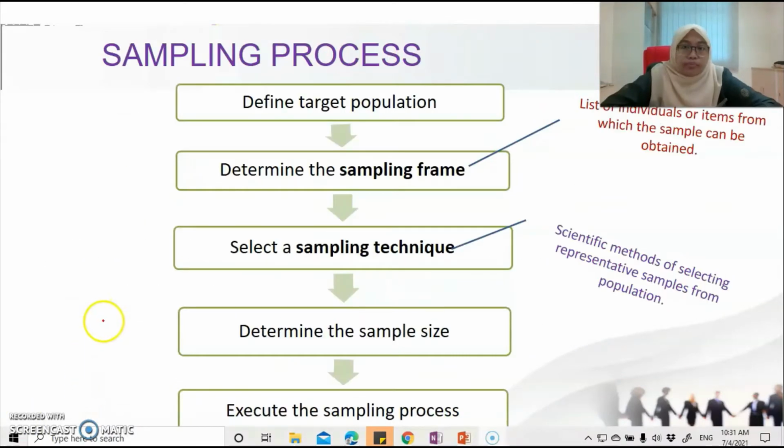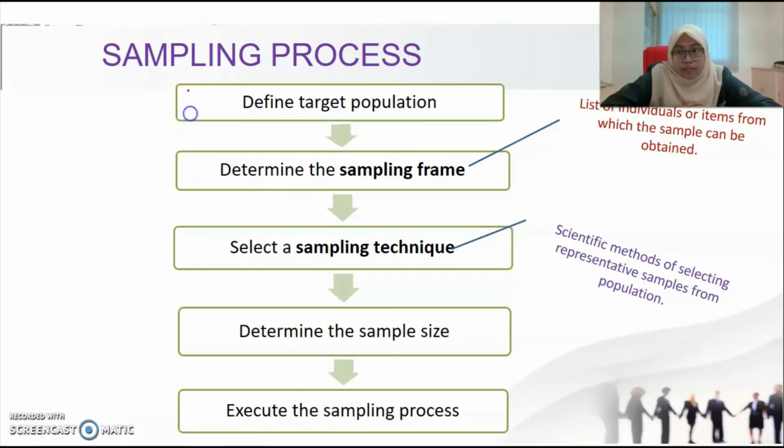Okay, in the sampling process, the first step is to define the target population. From your research objective, you should define your target population. The second step is to determine the sampling frame. So what is the sampling frame? Sampling frame is the list of all individuals or items from which the sample can be obtained.